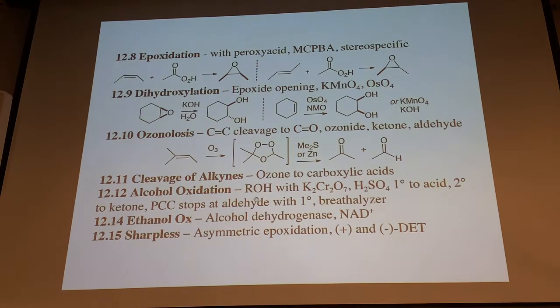And then alcohol oxidations, primary with chromic acid goes to carboxylic acid. Secondary goes to a ketone. Pyridinium chlorochromate, PCC, sorry about the acronyms, that stops primary alcohol to the aldehyde. And maybe we'll talk about the breathalyzer and Mother Nature's oxidizing agent NAD+. And the asymmetric epoxidation, the Sharpless epoxidation.